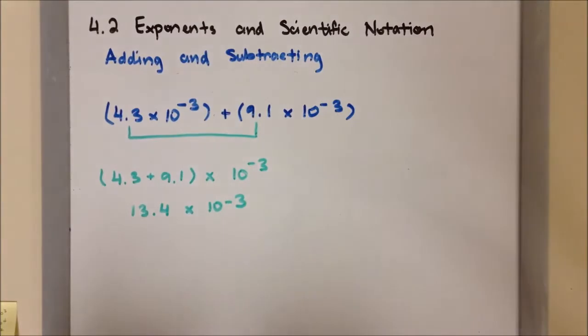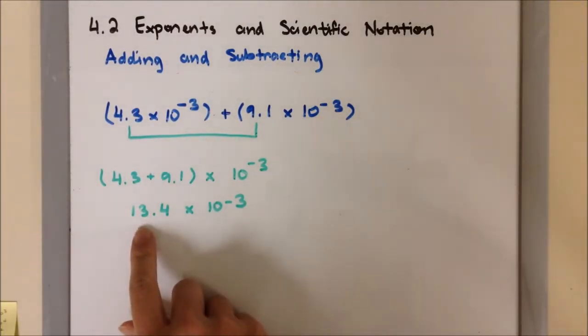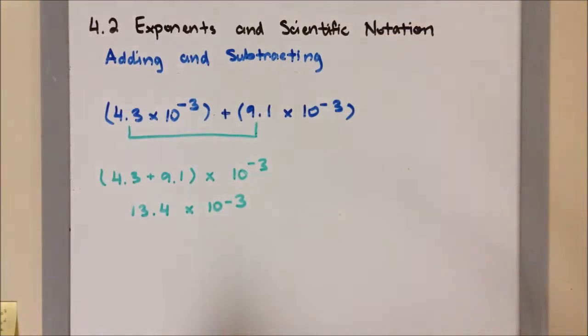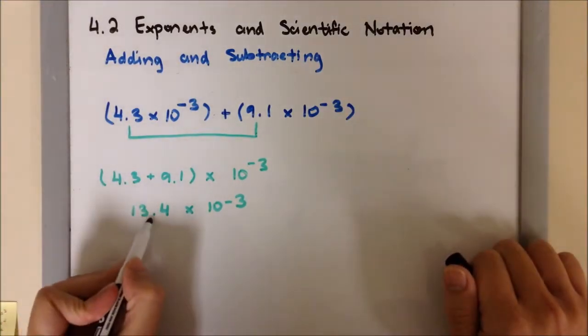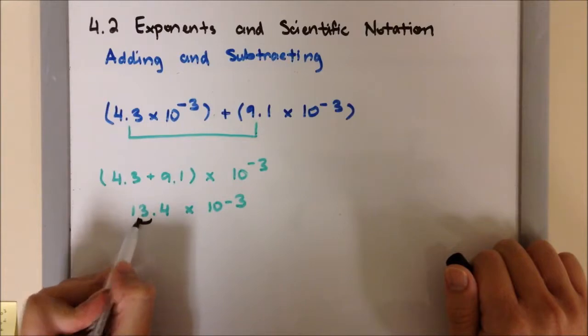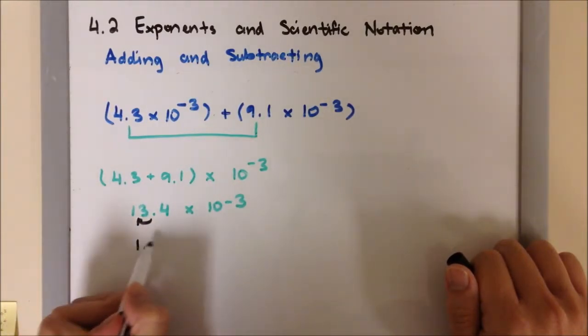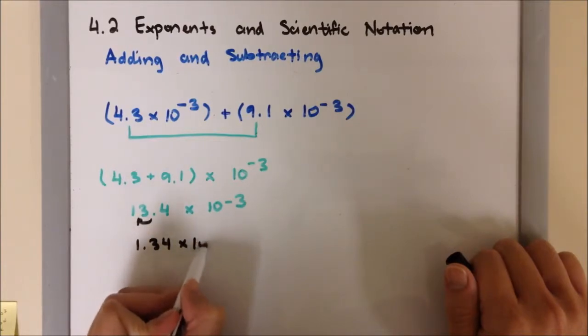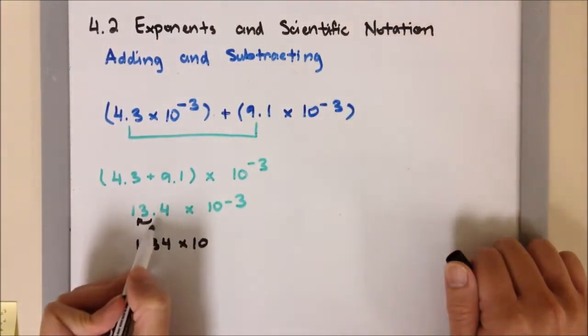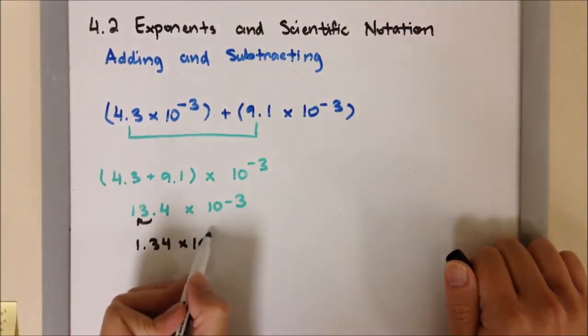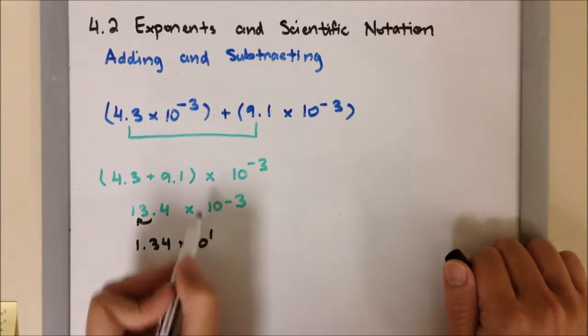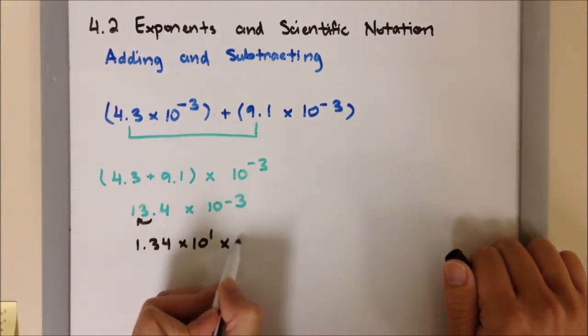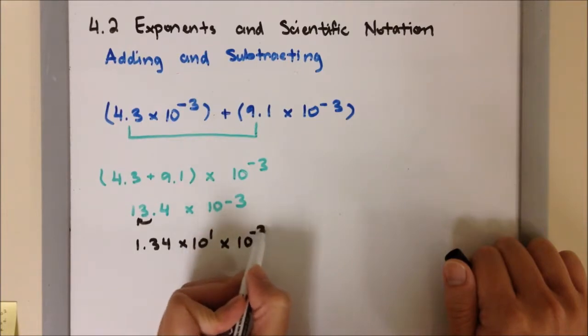Now the issue is 13.4 is not between 1 and 10. So I'm going to have to move my decimal to the left one time. So it will be 1.34 times 10. Since I move 1 to the left, I'm going to put 10 to the positive 1 power. And then I bring down times 10 to the negative third power.